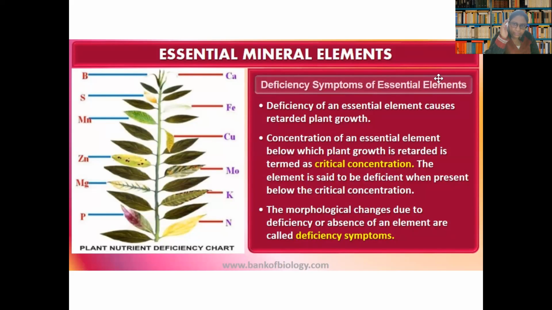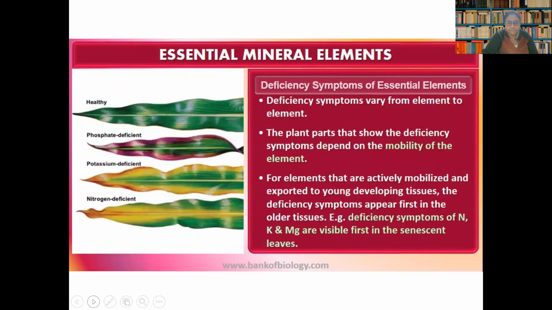So there is a new terminology that you should be aware of, that is known as critical concentration. So what is critical concentration? Critical concentration is the concentration of an element. If any element is below that critical concentration, that will retard its growth, or that will retard its physiological activity. And the symptoms or signs visible in plants, if any element is present below critical concentration, we call them deficiency syndrome or symptoms.